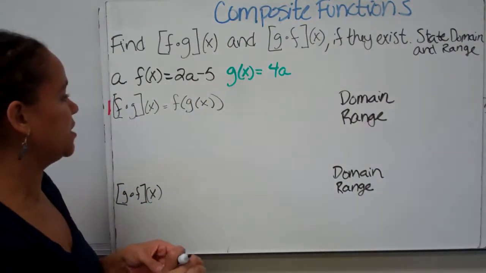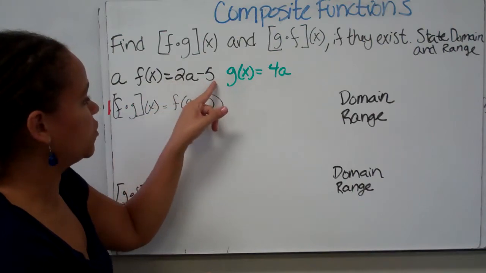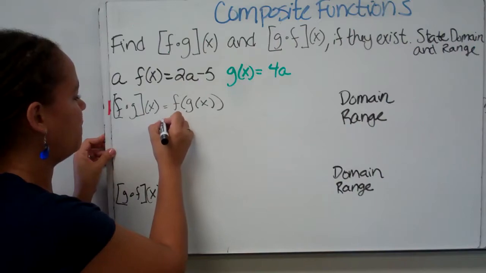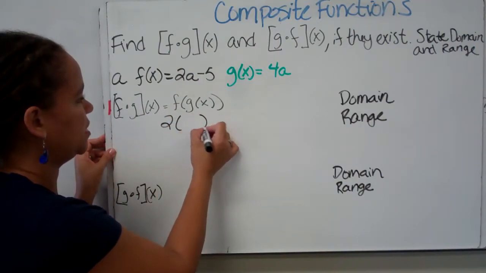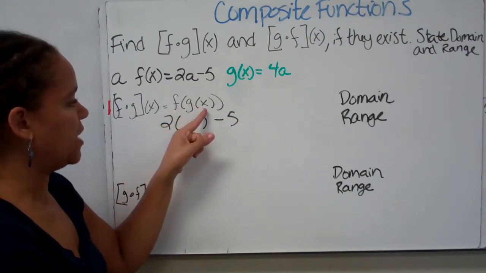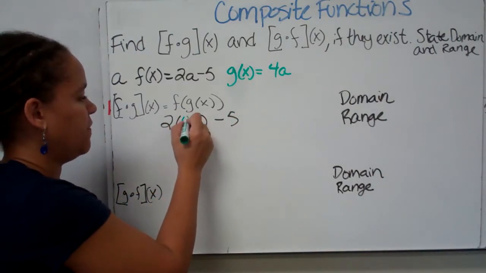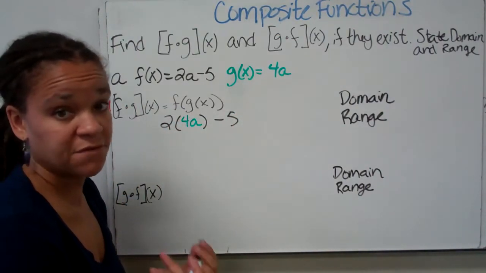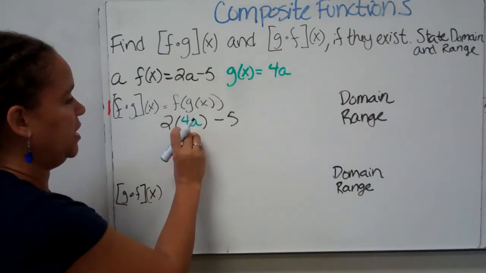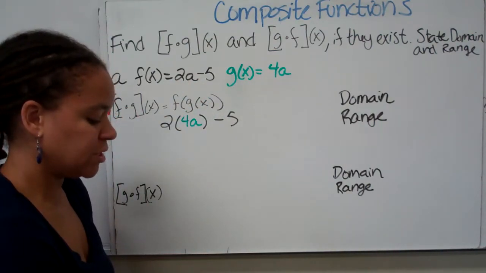So the way we do this is we start with our outside function, since f is on the outside. What I'm going to suggest is you write out the function, but leave a big parenthesis where the variable is. So we have 2 parentheses, that will be the a, minus 5. And notice what's inside of here is g of x. So I want to put the entire g of x function in for the variable. That's why I left the parenthesis there. So now I've taken g of x, I've plugged it into the variable for f of x. That's a composite function. So now let's just simplify it.